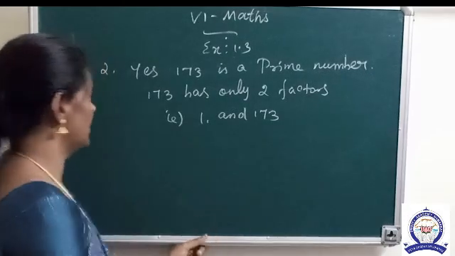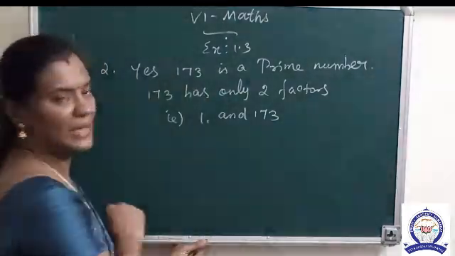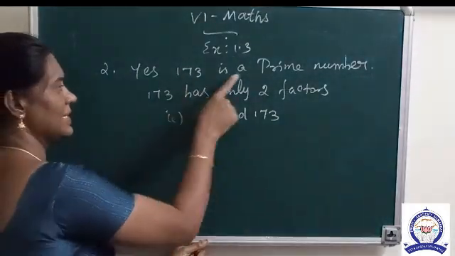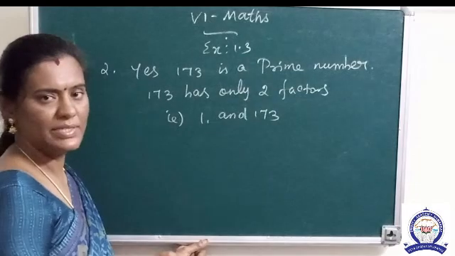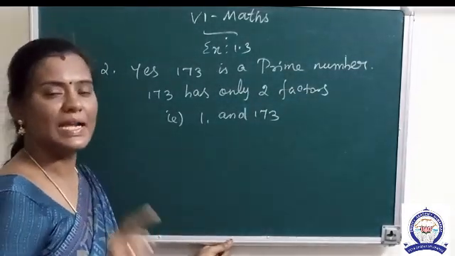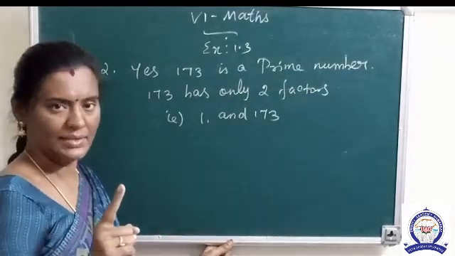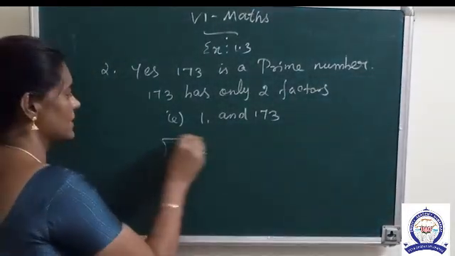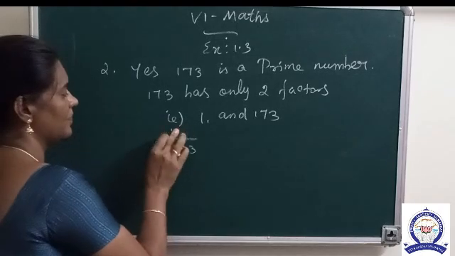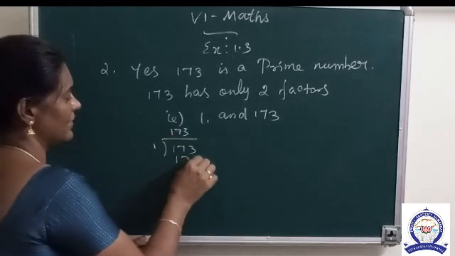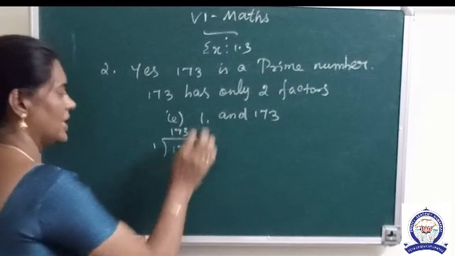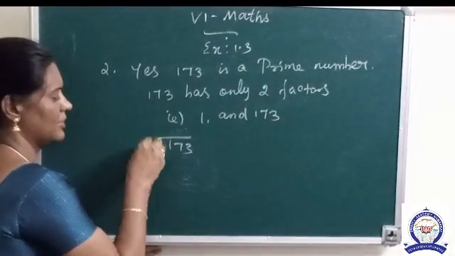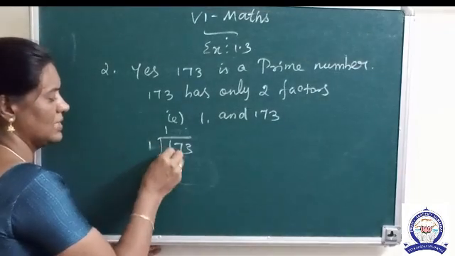See the second question. Is 173 a prime number? Why? This is the question. Yes, 173 is a prime number because 173 is divisible by 1 and the number itself. See, 173 is divisible by 1. How many times? 173 ones are 173, remainder 0.